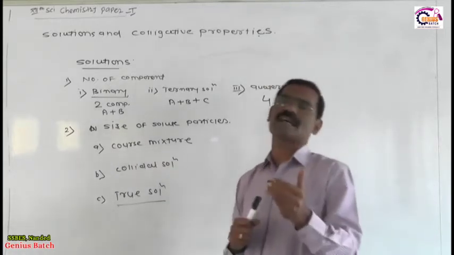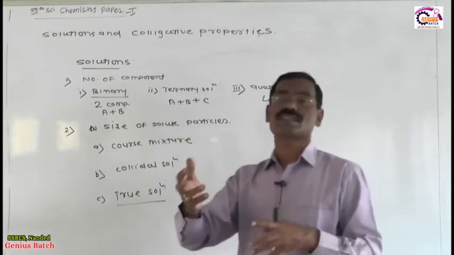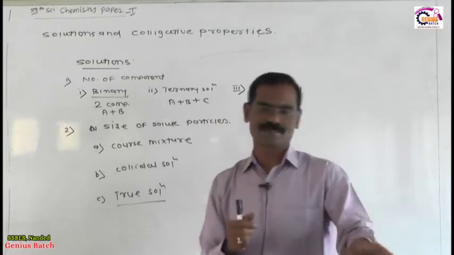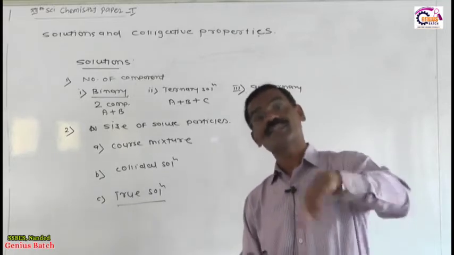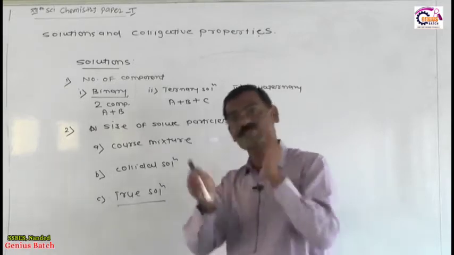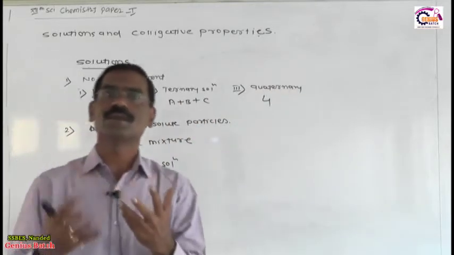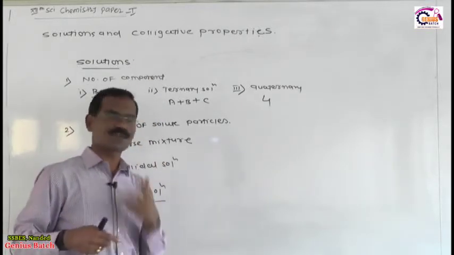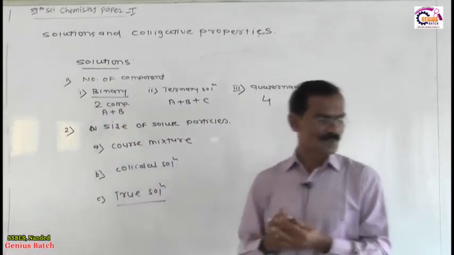The coarse mixture is that in which the solute and solvent do not become homogeneous. It is a heterogeneous mixture. Is it okay? It is what? Heterogeneous mixture, the solute and solvent. And the solute particle is visible to the naked eye as well as the ultra microscope. It means the solute particle present in the coarse mixture we can see by naked eye. If we see the solute particle by naked eye, then such a mixture is called the coarse mixture or suspension. It means the size of solute particle is very big.